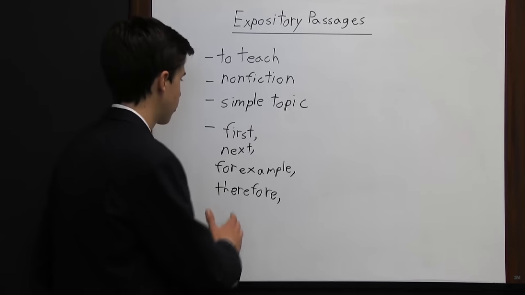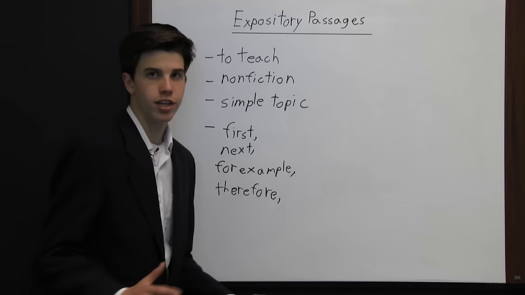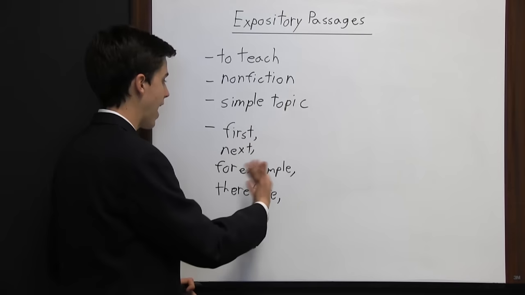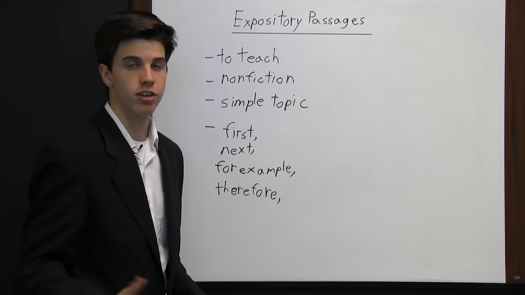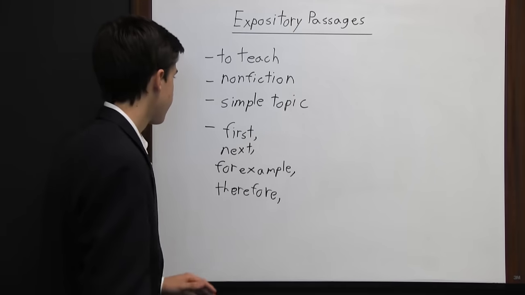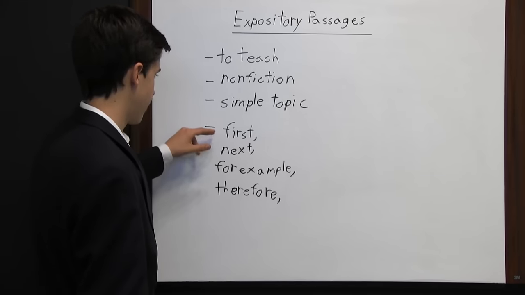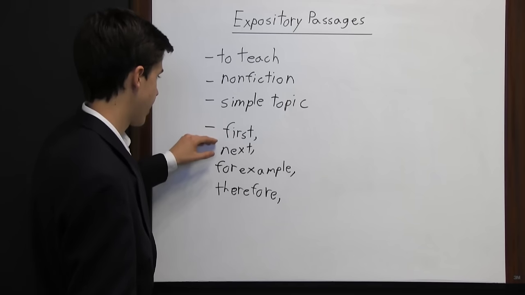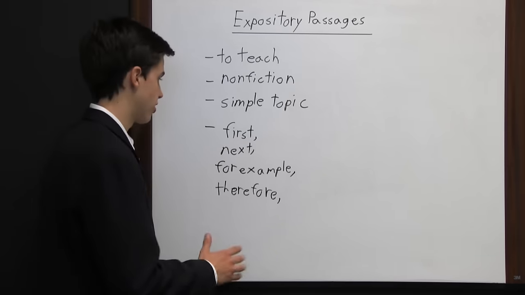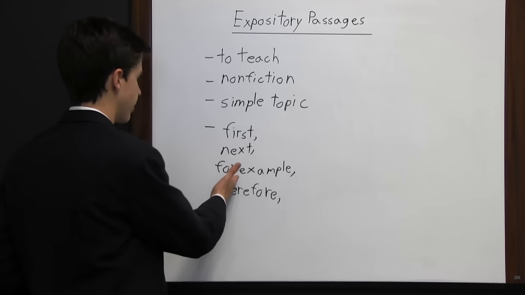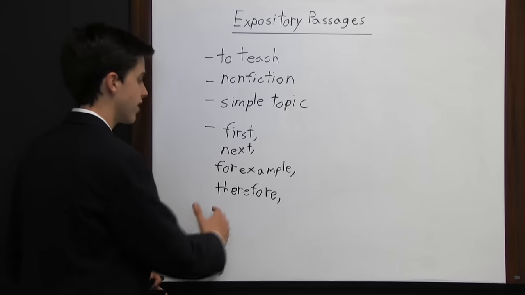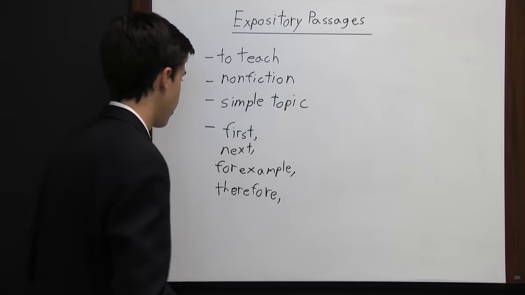The reason these types of words would be used is because the writer is going to make a point that talks about the topic and then back things up with certain details. So in other words, the writer is going to state a fact and then back it up with details. So he might say, this is because first, second, and finally, or next we're going to talk about this argument for our topic. Or he might give a certain example about a topic and then say, for example, or because of this, therefore. Everything is revolved around teaching.